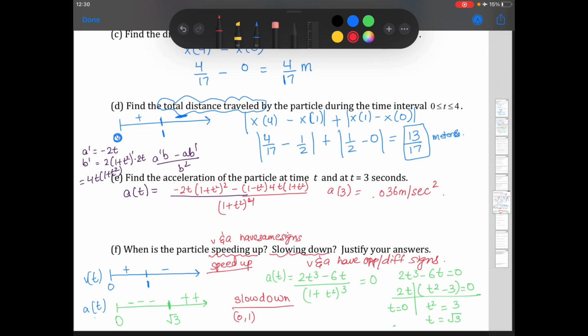Now from 1 to rad 3, do you see 1 onwards velocity is negative? So if your 1 was here, from 1 to rad 3 it is negative. It has the same sign, means it's speeding up. So from 1 to rad 3, it's speeding up. So now rad 3 onwards, again your velocity has a negative, but your acceleration has positive. It has opposite signs, so it is what? Slowing down. So from rad 3 to infinity, it's slowing down.